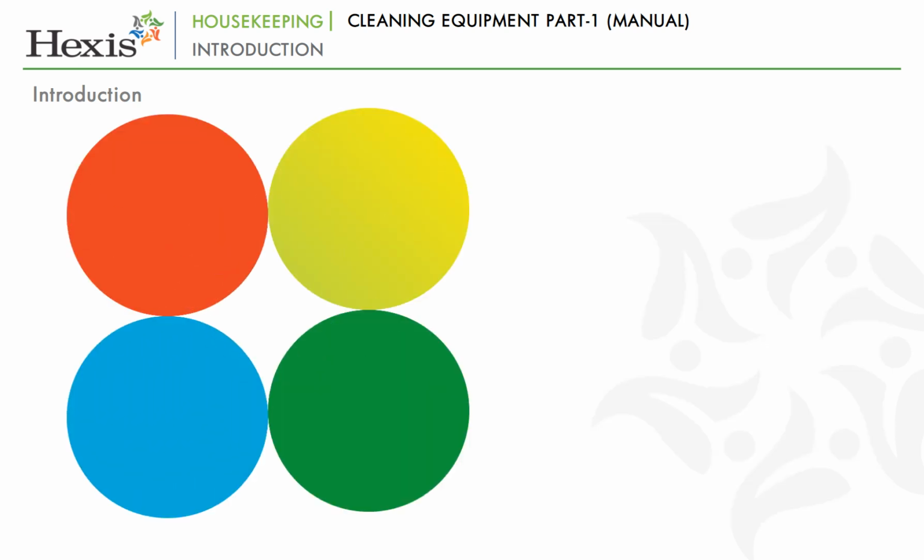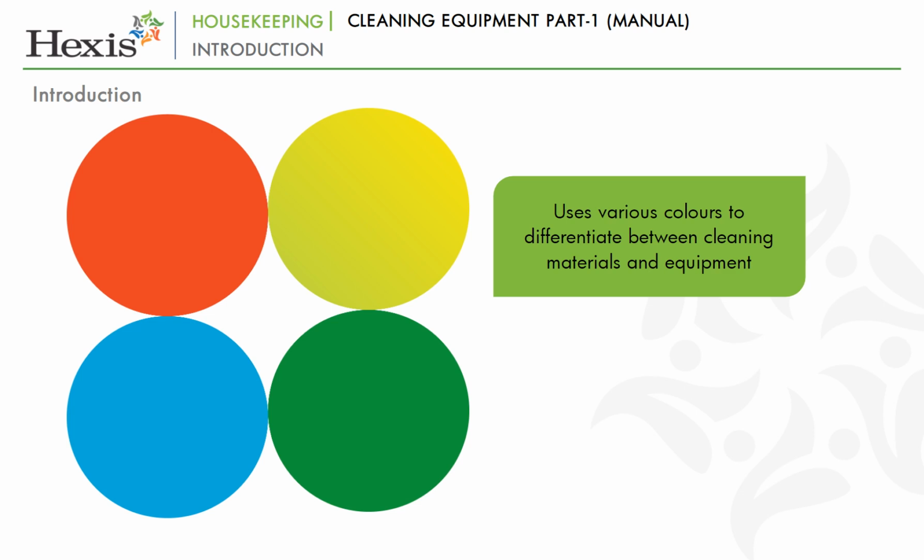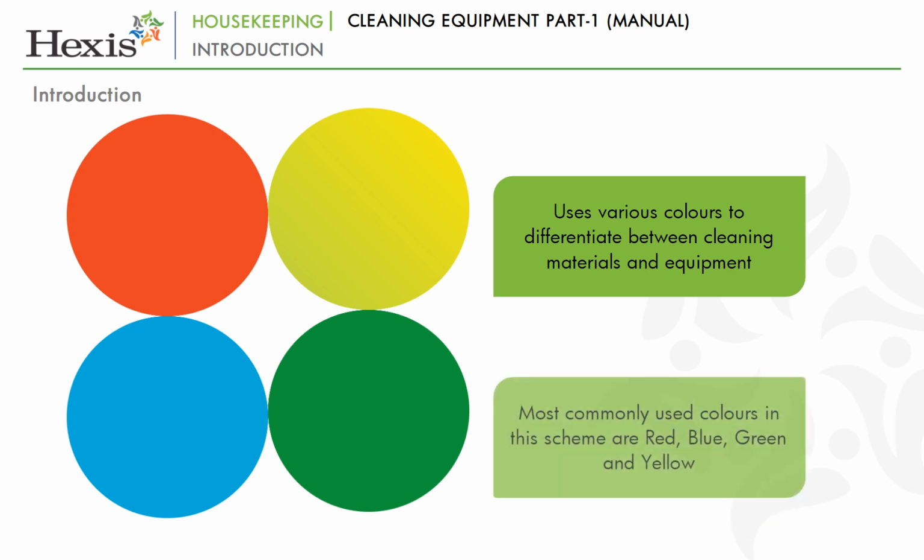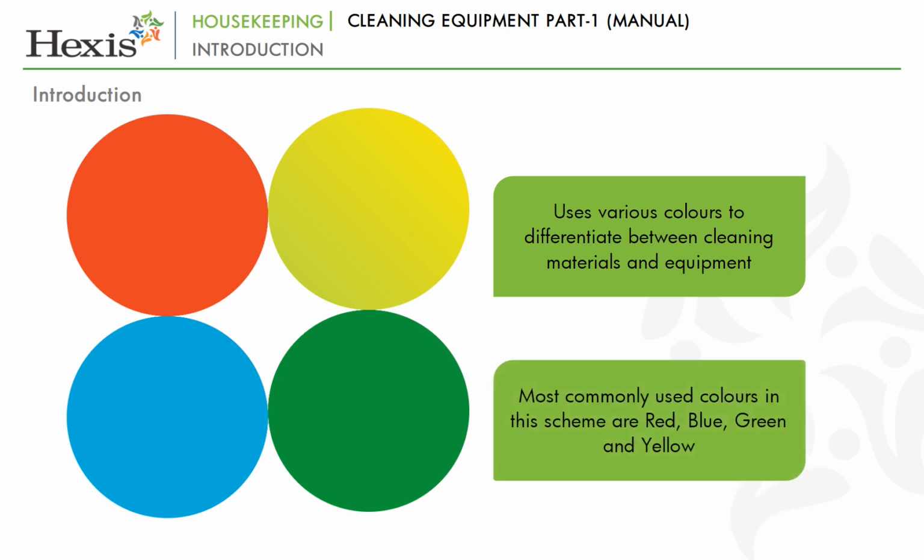The color-coded cleaning system uses various colors to differentiate between the cleaning materials and equipment being used for different areas in an establishment depending upon the risk factor for cross-contamination and hygiene. Most commonly used colors in this scheme are red, blue, green and yellow to designate the tools, materials or equipment to specific task areas. The benefits of using this system are many and therefore should be incorporated for safer and efficient cleaning procedures.